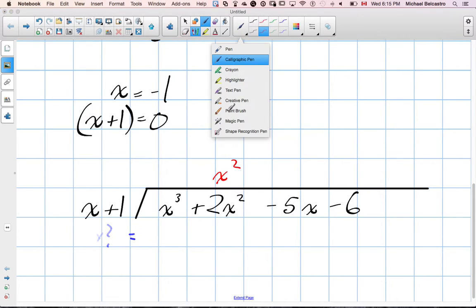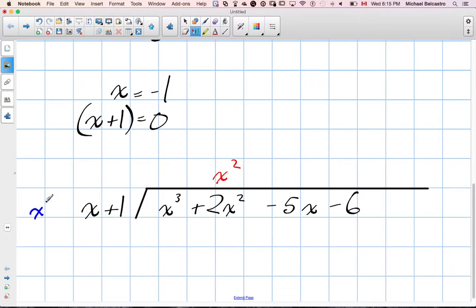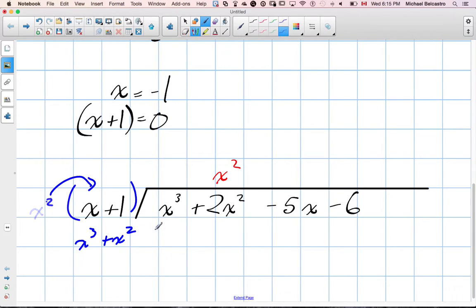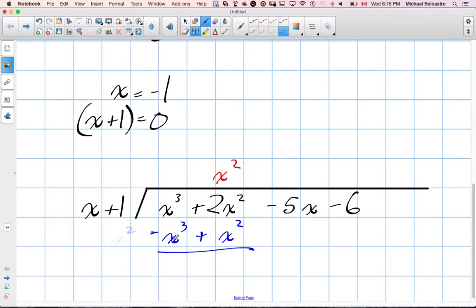And I actually think of it like the distributive property. I need to do x squared times both of these. So that gives us x cubed, and that gives us x squared. So that's what we're going to subtract by when we do this. So we subtract by x cubed plus x squared. And now we subtract. This cancels out. And here, think of it like a coefficient of 1. 1 minus 2 gives you just x squared. Great. So now we bring down our next term, just like long division.